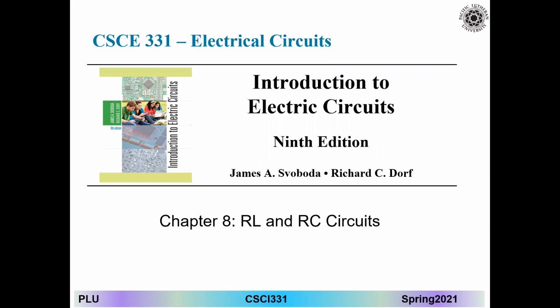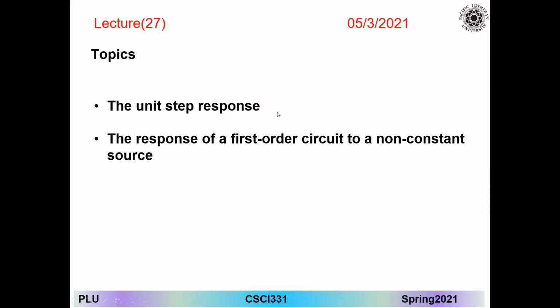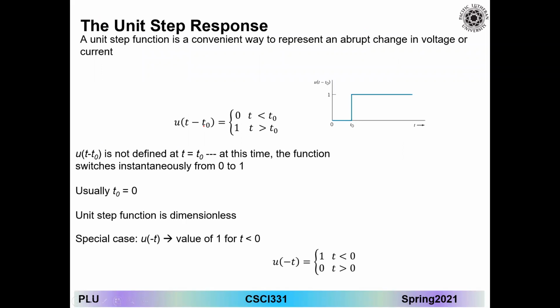So I recorded this video before I go to my appointment. Let's see what we're going to cover in this lecture very quickly. I go to the second topic in your textbook. We're talking about the unit step response, and in the second part we're going to talk about the final response, or total response, when you have an RL or RC circuit but our source is not constant. So let's see the first topic, the unit step.